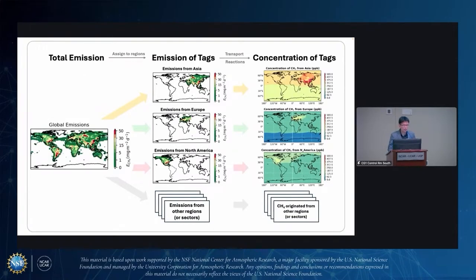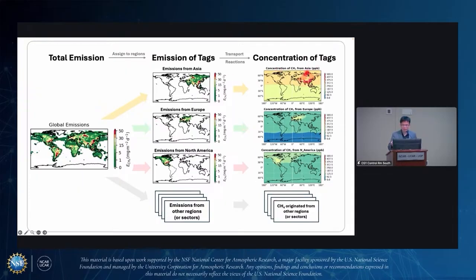So this figure shows how the model works, how the emission-driven feature works. Firstly, we got the total emission data. Then based on that, we create the emission data for each tag. For example, in the middle column, this one is the emission data for Asia, emission data for Europe and North America and other regions if needed.